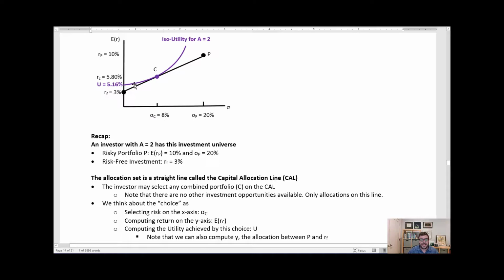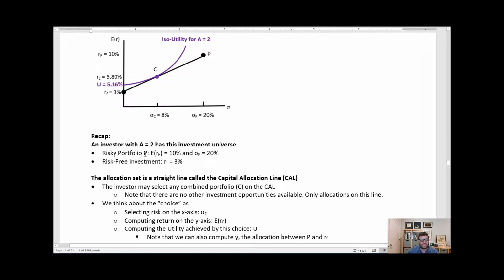And I can see that every single spot on this iso-utility curve dominates every spot on the CAL except where they intersect. And so the intersection of the iso-utility curve and the capital allocation line is the spot where they are investing.